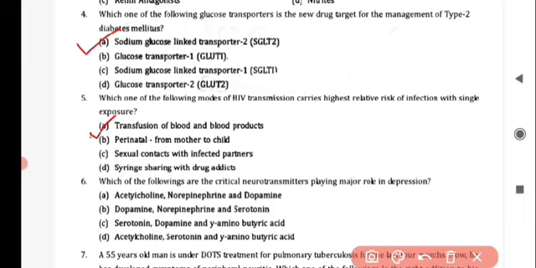Next question is, which of the following are the critical neurotransmitters playing major role in depression? And the correct answer is option B, that is dopamine, norepinephrine and serotonin.